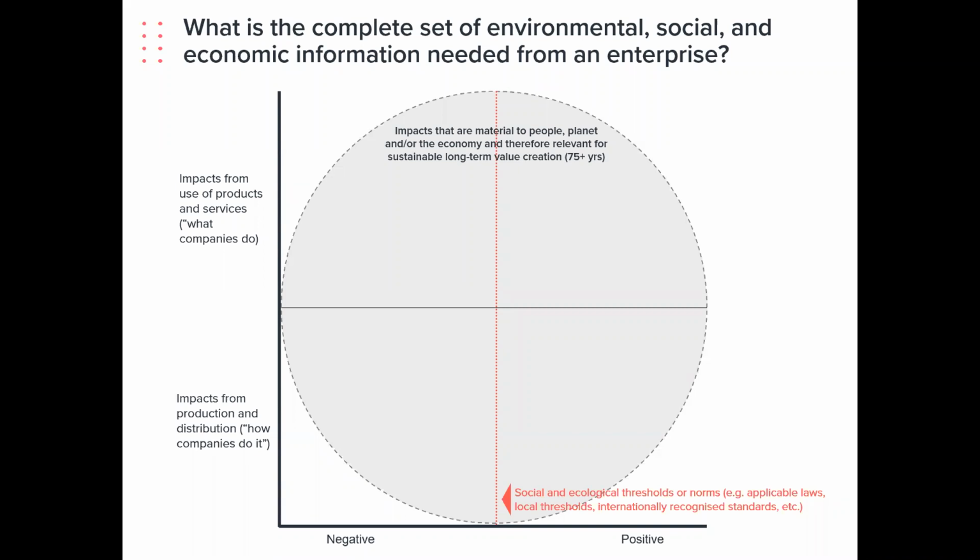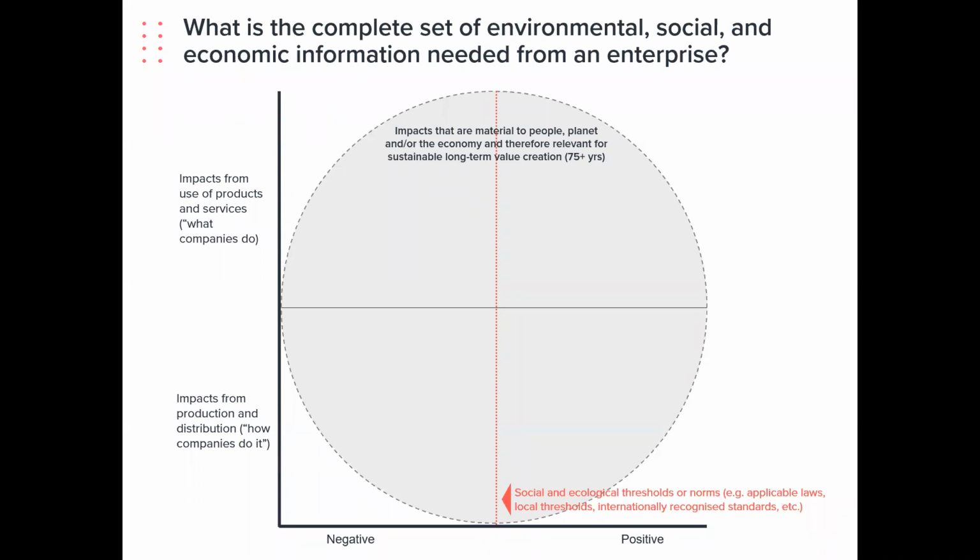And so the point of this diagram is just to say that the metrics themselves are not intrinsically negative or positive. It's the performance on the metrics that can be interpreted as negative or positive. And the only way that interpretation can be made is if there is a social or ecological threshold or norm that tells you at what point an outcome stops being negative and starts being positive.